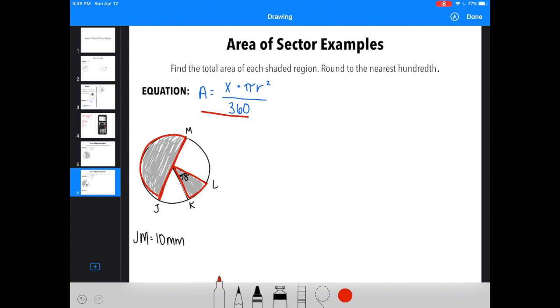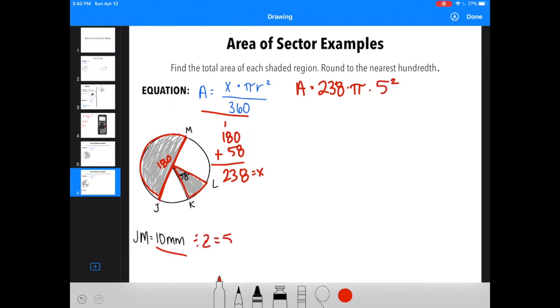So looking at this half over here, what is 1/2 of the circle out of 360? 180. So for my central angle value, I'm going to add 180 and 58. When I add those, I get 238. That's my central angle value, that's my x value. All right, so area is equal to 238 times pi times r. My radius, well, actually, it gave me my diameter, JM is 10, so divided by 2 gives me 5. 5 squared is 25. So 238 times pi times 25 divided by 360.